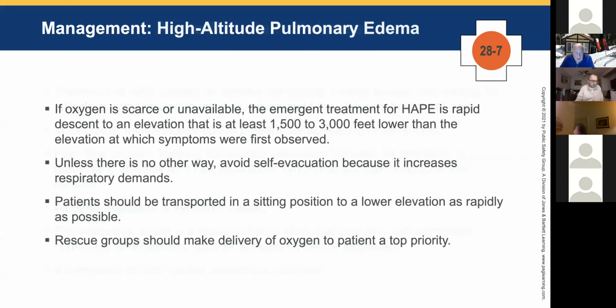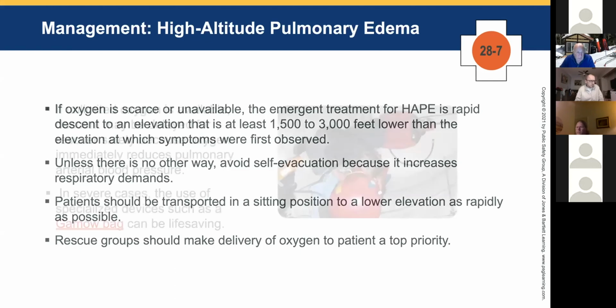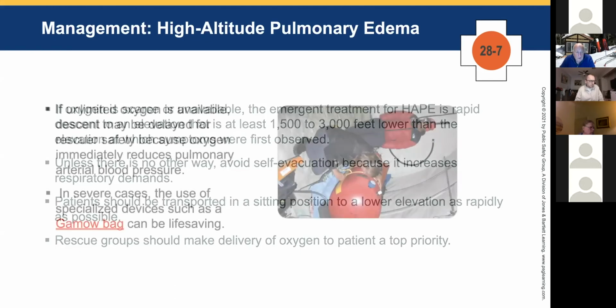Again, if oxygen is not available, and we do have oxygen, so that's not an issue for us, get them down to a lower elevation. We talk about transporting in a sitting position as rapidly as possible. And rescue groups should make delivery of oxygen to a patient a high priority.